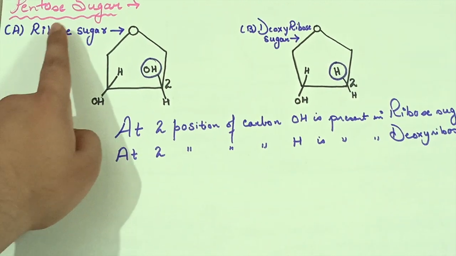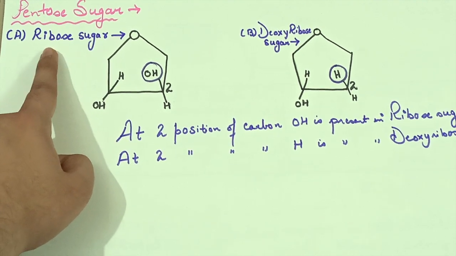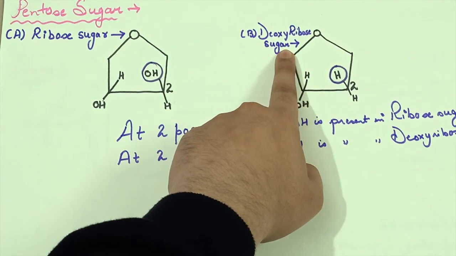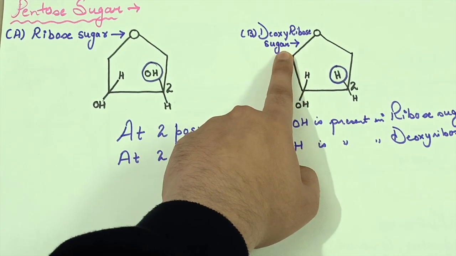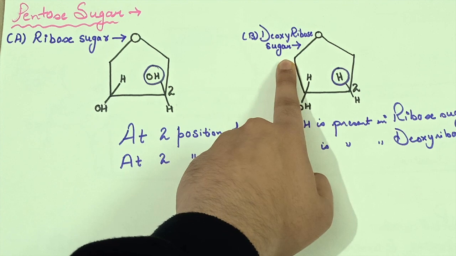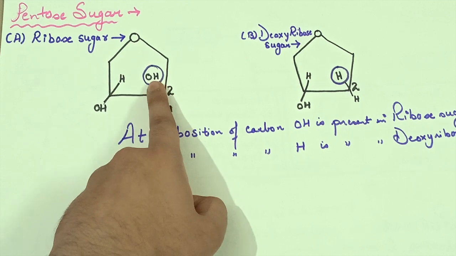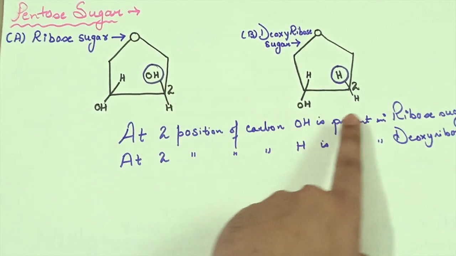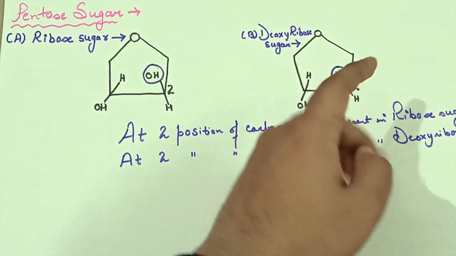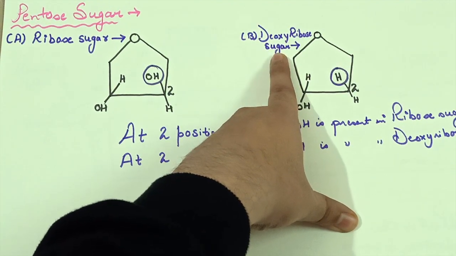Now let us discuss about pentose sugar. We already know that in RNA, ribose sugar is present, whereas in DNA, deoxyribose sugar is present. Now, what is the difference between ribose sugar and deoxyribose sugar? The difference is that at carbon 2, the ribose sugar contains OH group, whereas at carbon 2, the deoxyribose sugar contains only H. That means oxygen is removed. That is why it is known as deoxyribose sugar.